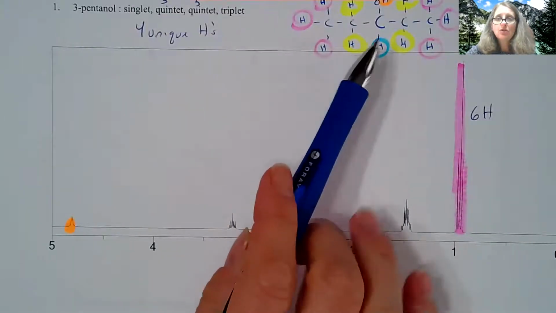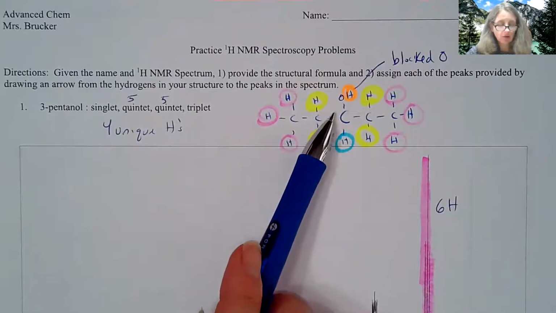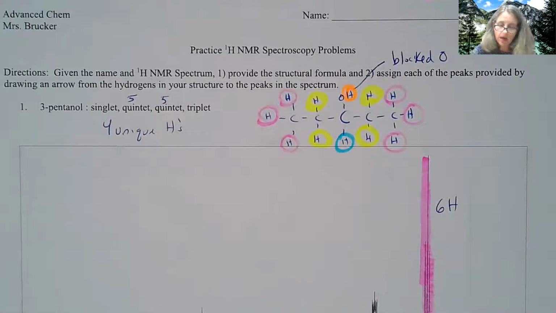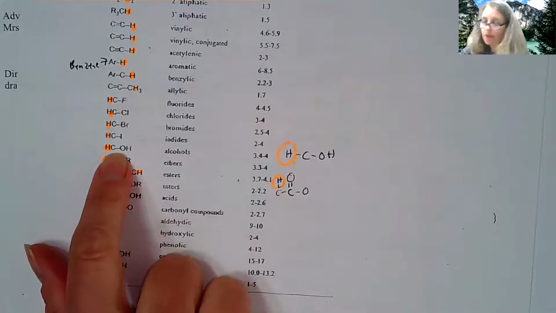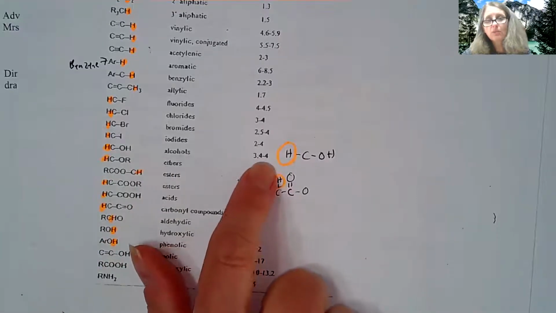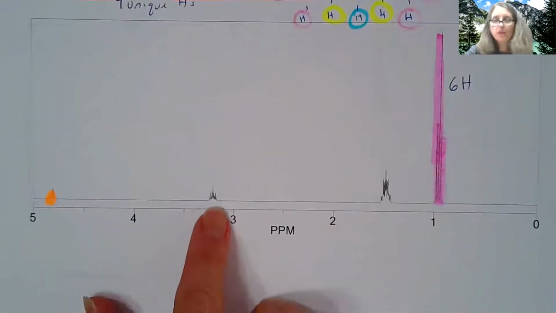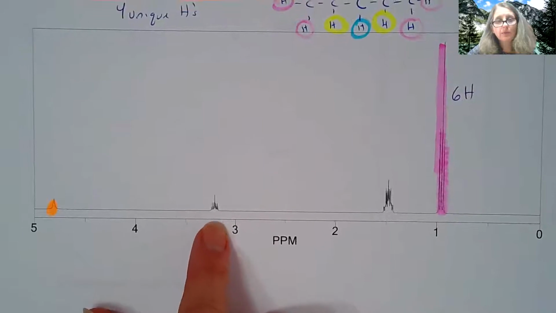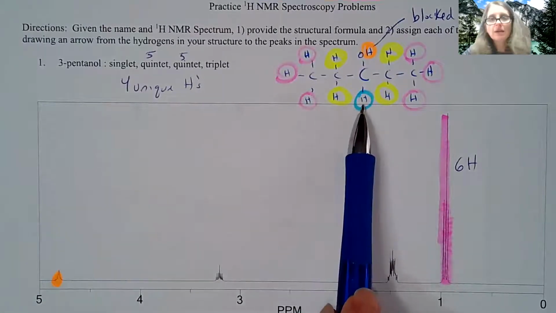Because this hydrogen, what I colored in blue here, that's the hydrogen attached to the carbon that has the alcohol, okay? So if I look at my table here, if the hydrogen's on the carbon that has the OH, it's between 3.4 and 4, okay? So if I look, I do have a peak around 3.4, maybe not exactly 3.4, but it's a quintet. So I am now looking at the blue hydrogen here. So this hydrogen here.